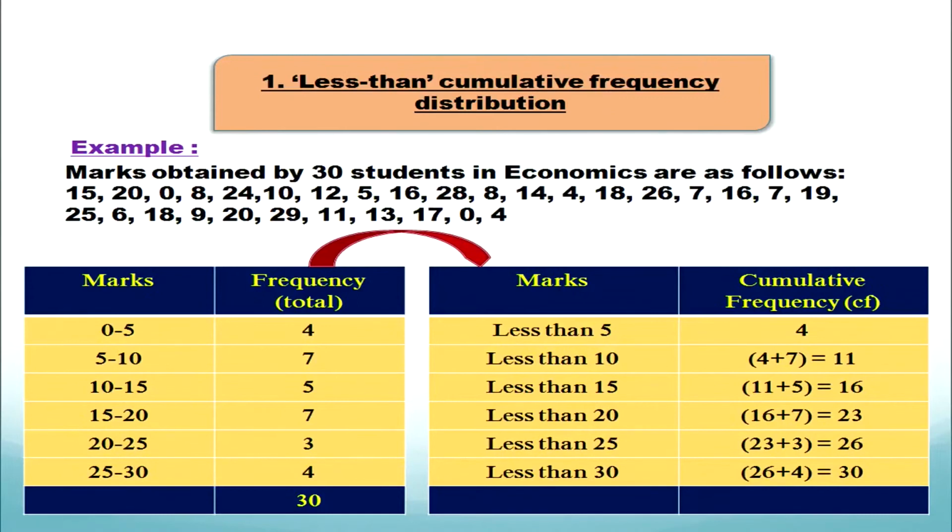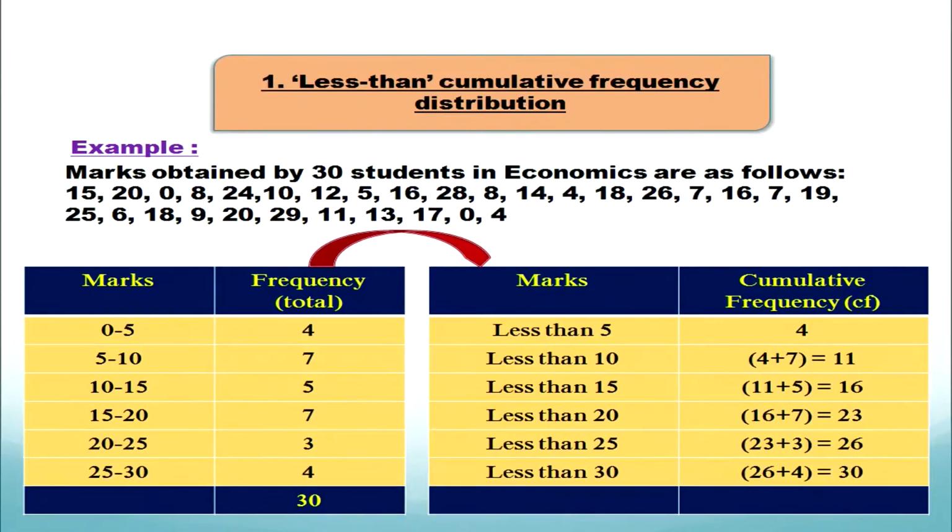Now, if I ask how many students have got marks less than 15, then in this case, I have to add up 4 plus 7 plus 5, that comes to 16. Or we can do one thing: we have already added up 4 plus 7 is equal to 11, then we are going to add 11 with 5, 11 plus 5 comes to 16. Either way you want to do it, you can do it.